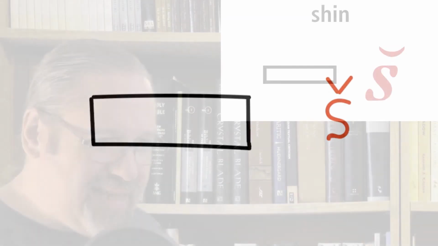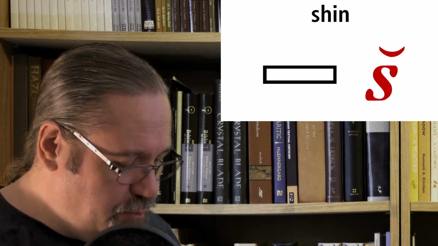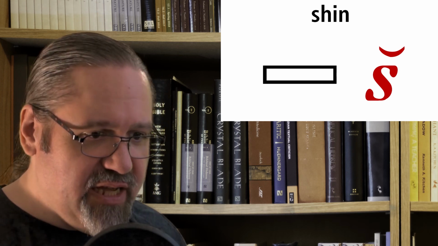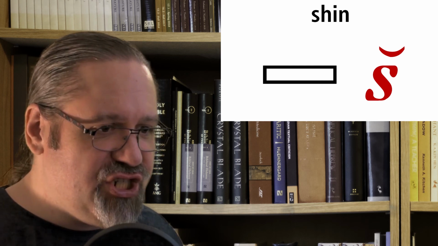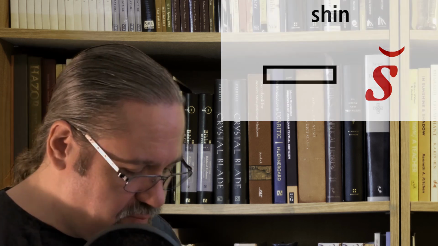Now, the transliteration for the Sheen character is like a letter S, but with a caron mark over it. And that looks kind of like a flattened V. And it's pronounced as that sh sound, that sh, as in shake, a show. So that covers the three S's.